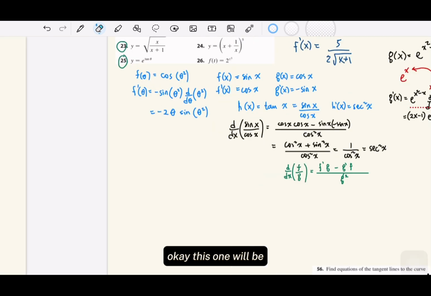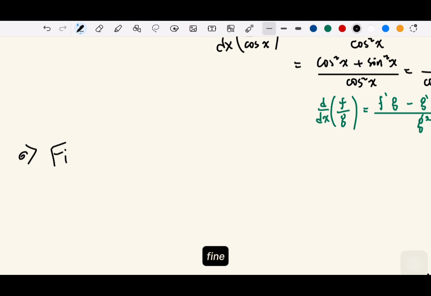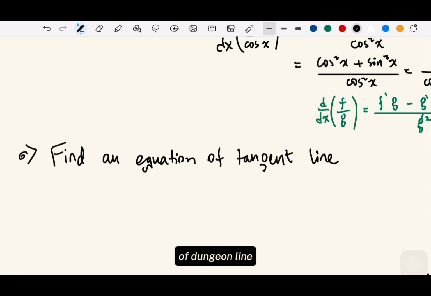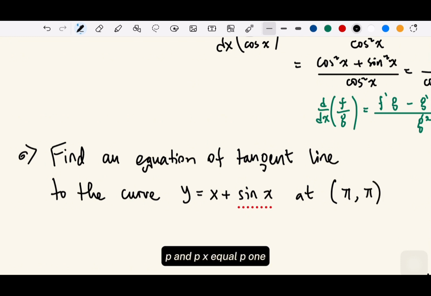Okay. This one will be: find an equation of tangent line to the curve y = x + sine x at point P, where x equals pi, y equals pi.